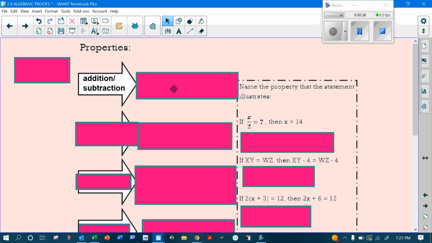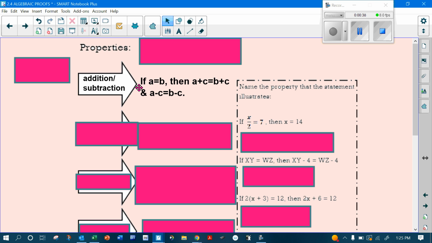So the addition and subtraction property says that if A equals B, so if two numbers are equal to each other, then if I add some random number C to both sides, they're still going to be equal. So that's why whenever you add a 4 to both sides, the equation stays equal. And the same rule applies to subtraction. So if A equals B, then A plus C equals B plus C, and A minus C equals B minus C. And you will see this in action when we actually start doing the solving.